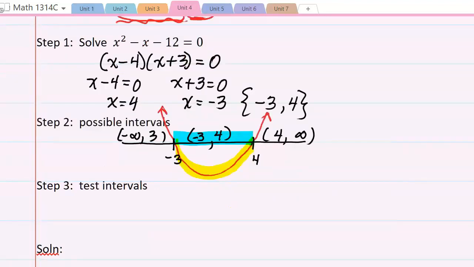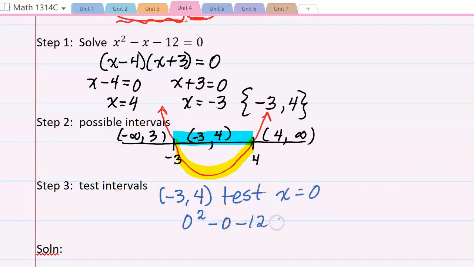Another way that we can test which interval is part of the solution is to test the x value from each interval into the original inequality to see which will produce true statements. So for the interval of -3 and 4, let's test x is equal to 0 into the original inequality. So we're going to have 0 squared minus 0 minus 12, and is that less than 0? And this simplifies to -12 is less than 0, which is a true statement. So the interval of -3 and 4 is our solution.